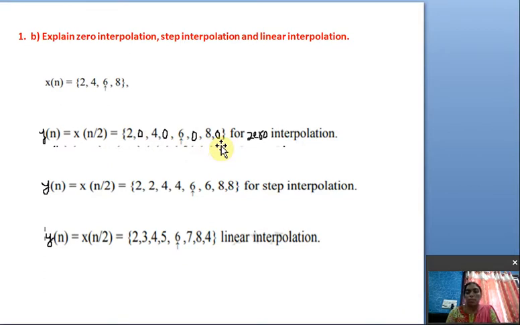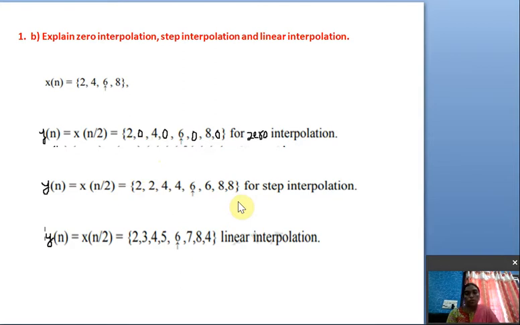Now coming to step interpolation. Here add I minus 1 values in between successive samples, related to the previous sample. That means between 2 and 4, instead of using 0, use the 2, that is the previous value. Here also take 4, here also 6, here also 8, the same value, the step nature.